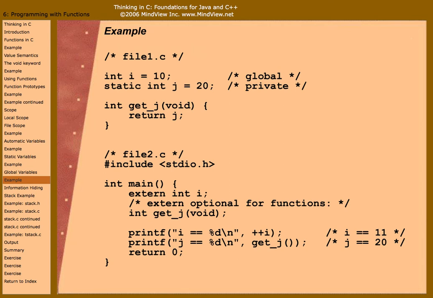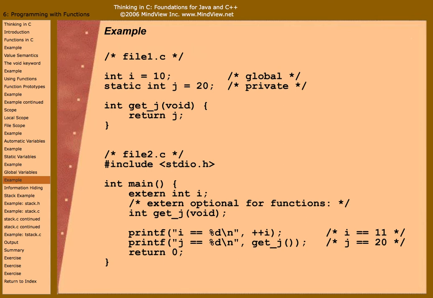How do I do it? Go down to file2.c. Inside the main function, you'll see the first thing I do is declare I as an extern int. What the keyword extern means is that something is defined elsewhere. Go find it. Basically, it's defined at file scope somewhere. And so what will happen is that this I will become linked to the I defined in file1.c. And so this is a reference to a variable defined elsewhere.